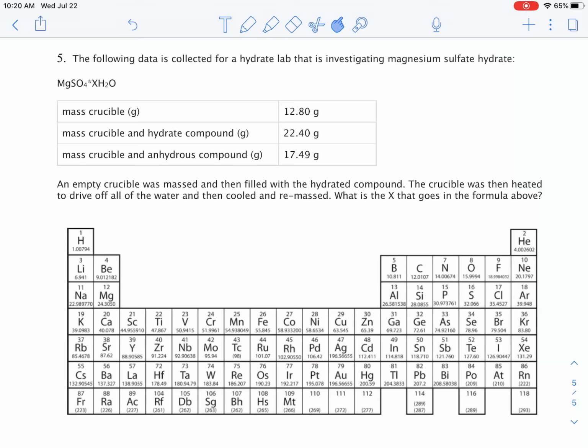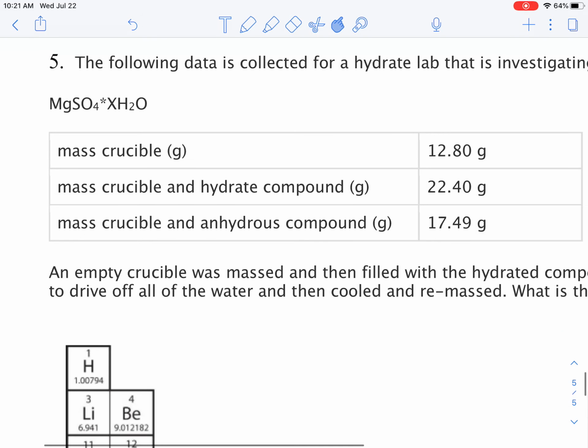Number 5 is the most realistic question of all of them. It has given you actual data that you would have to deal with in the laboratory. When you do this, you're actually going to have to heat this in something, and most of the time you're going to heat it in a crucible, which is just a little dish. So what they are doing is giving you the mass of the empty crucible, because again, it's real tough to weigh these things in the actual laboratory unless you have some manner of container.